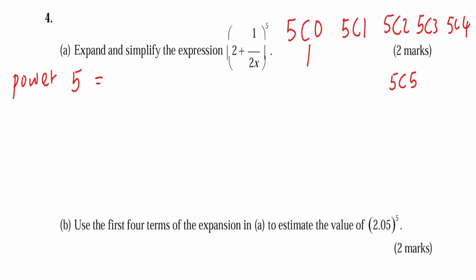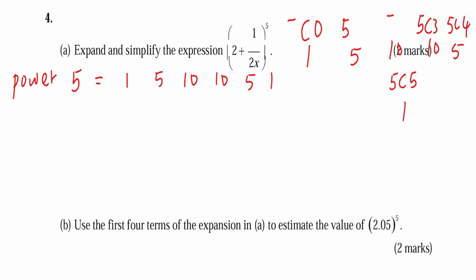So 5C0 gives you 1, 5C1 gives you 5, 5C2 gives you 10, 5C3 gives you 10, 5C4 gives 5, and then 1, if I'm not mistaken. You can confirm from your calculator. So in short, for anything raised to power 5, the coefficients are 1, 5, 10, 10, 5 and 1. That's the first thing that you need to do.